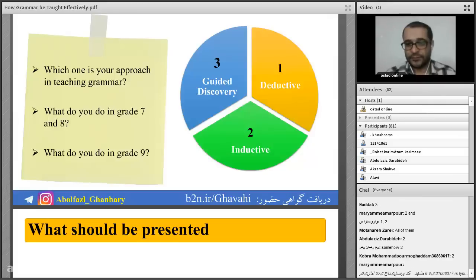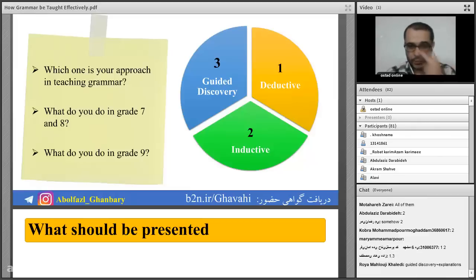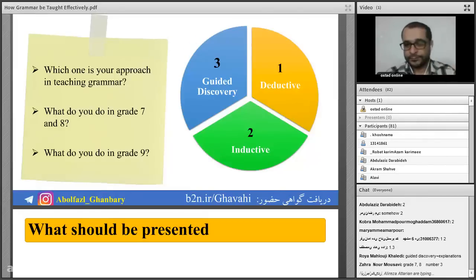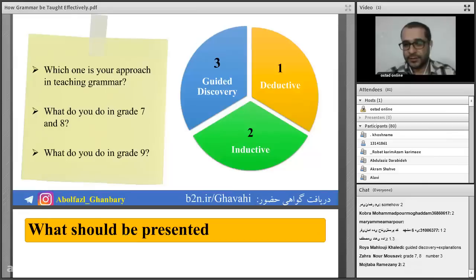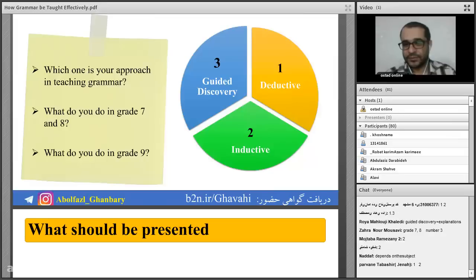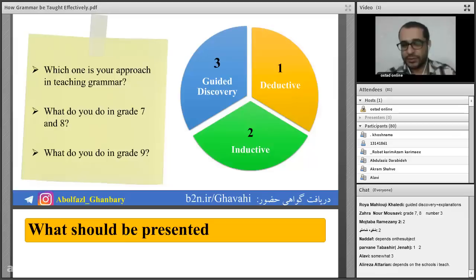All of them. 2. 1 and 2. 1 and 3. Guided discovery plus explanations. Number 3. 2. Depends on the subject. You mean object. Subject. Object. Somewhat 3. Depends on the schools I teach.